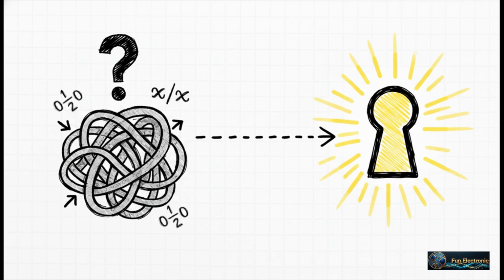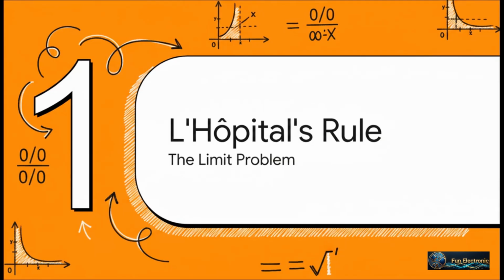But here's the kicker. There's an absolutely brilliant shortcut that lets you slice right through the problem. And that solution, my friends, is L'Hopital's rule. This thing is a total game changer for these kinds of limits, and it can turn what looks like a super complex problem into something surprisingly simple.